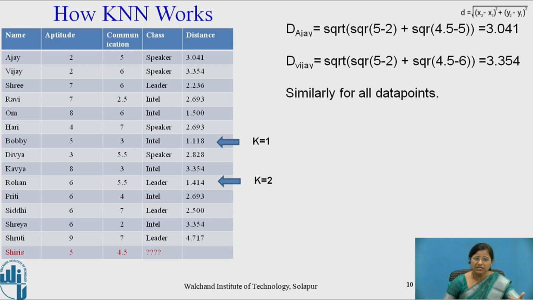Shirish. So with a minimum value of k there will be confusion about which class we have to apply for the new data, the test data. So now consider k equal to 3. When we consider k equal to 3, we have one more neighbor, that is Om with class Intel. So for k equal to 1 we have Intel, for k equal to 2 we have Intel and leader, while for k equal to 3 we have Intel, leader, again Intel.